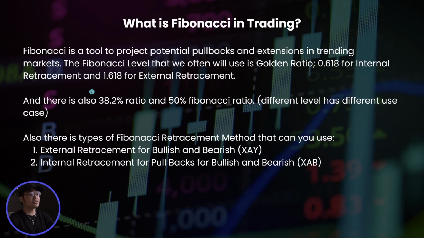There is also the 38.2% ratio and the 50% Fibonacci ratio, while different levels have different use cases, of course. Also, there are types of Fibonacci retracement methods that you can use. The first one is external retracement for bullish and bearish. The coding is XAY. You should remember this. And the internal retracement for pullbacks, for bullish and bearish, is XAB.